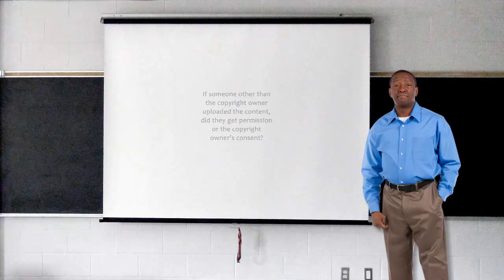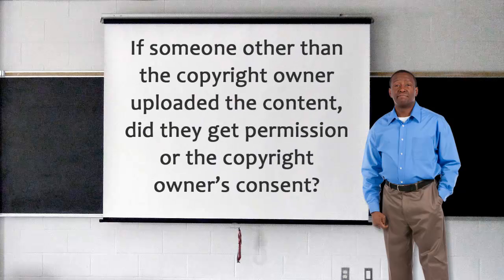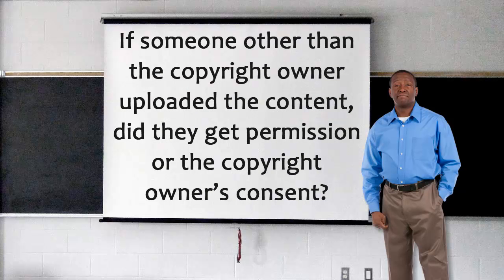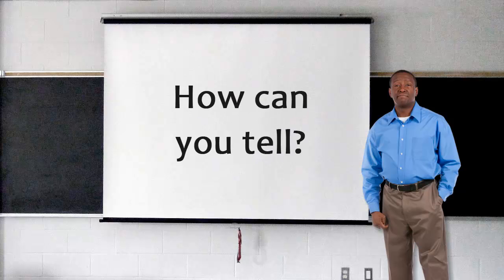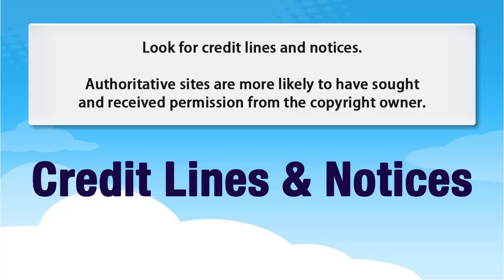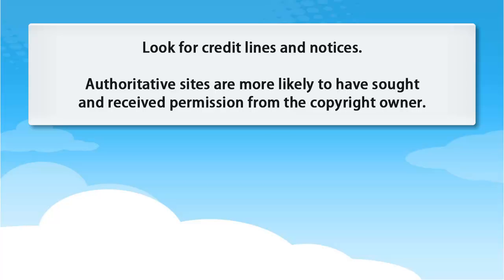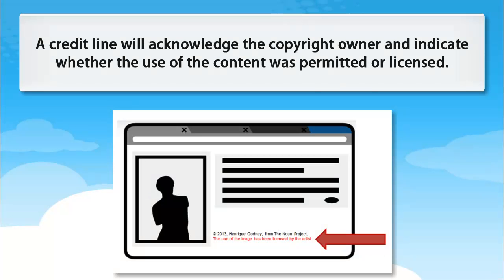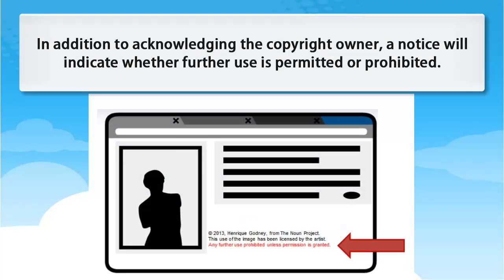If someone other than the copyright owner uploaded the content, did they get permission or the copyright owner's consent? How can you tell? Look for credit lines and notices. Authoritative sites are often likely to have sought and received permission from the copyright owner. A credit line will acknowledge the copyright owner and indicate whether the use of the content was permitted or licensed. In addition to acknowledging the copyright owner, a notice will indicate whether further use is permitted or prohibited.